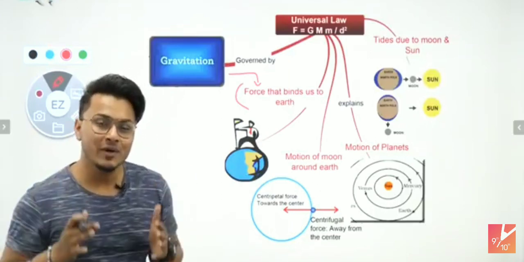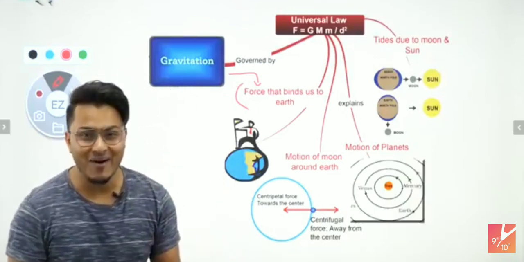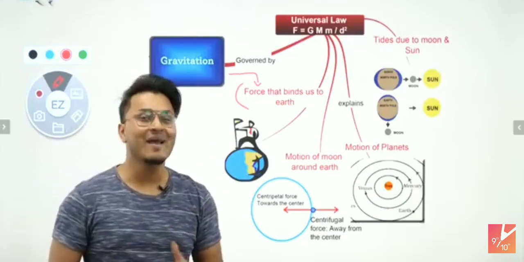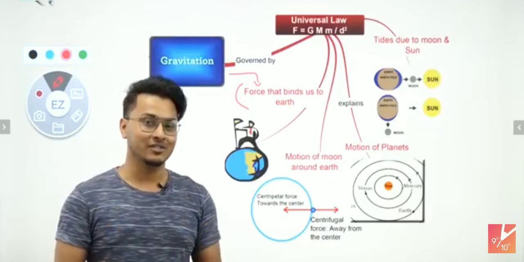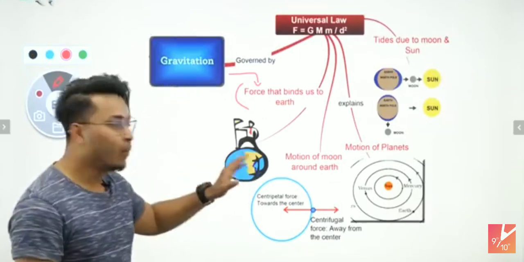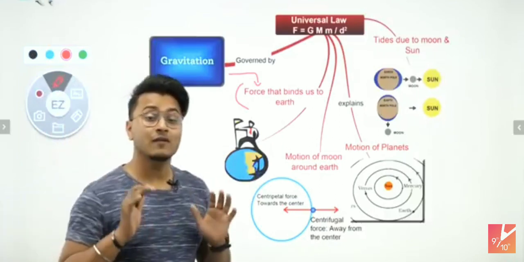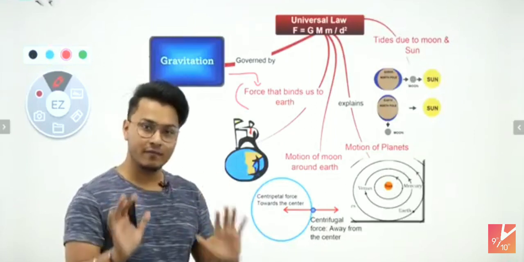We are standing straight right now because gravitational force is pulling us down. The apple falls down. It fell on Newton's head again because of gravitational force, right? It is the force with which we are standing on the earth. So most important and single straightforward definition. This is not the actual physical definition, but this is enough to get a few marks.